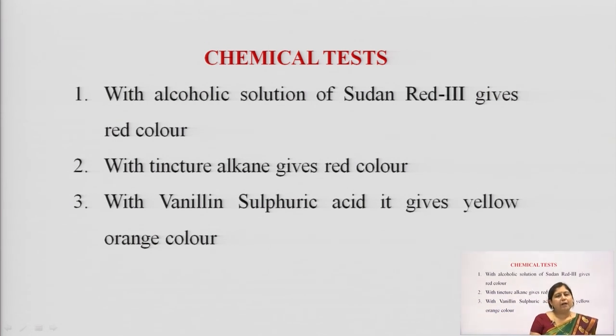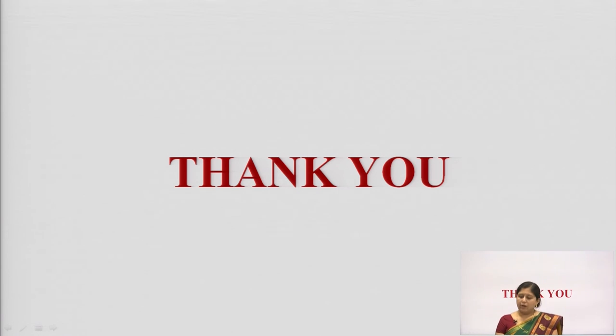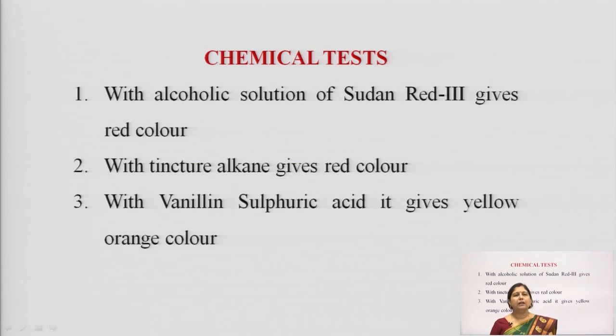If we look at the chemical tests, for every drug there is a specified chemical test, but if we look at the general tests for volatile oils, the first test is to take an alcoholic solution of Sudan red and mix it with the volatile oil; it produces a red coloration. When we use tincture alkanna and add our volatile oil to it, it again produces a red color. And when we add vanillin sulfuric acid to our volatile oil, it produces a yellow orange color.